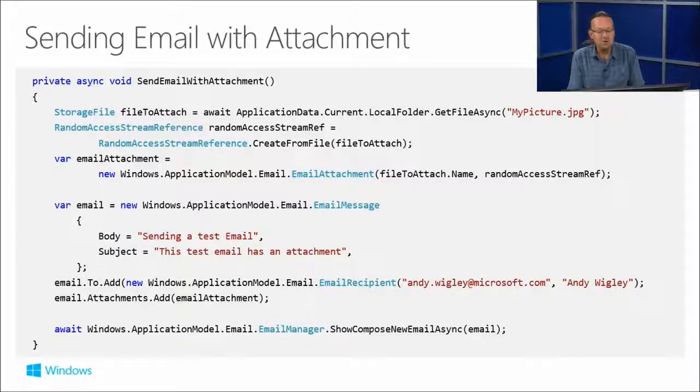And then you new up your email message, attach your recipients, and this time you'll attach an email attachment object as well. And obviously you can have more than one email attachment. And then you call ShowComposeNewEmailAsync, which is exactly the same as the boring one I showed you before, but with the difference that we've got the email async on there.